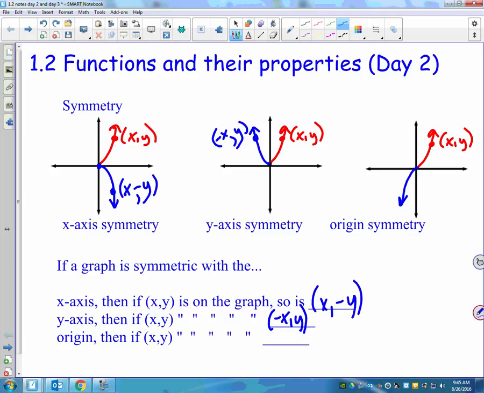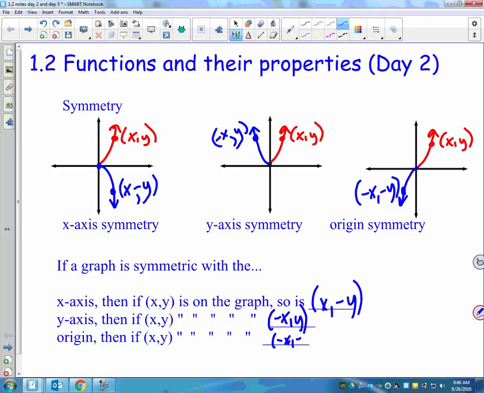Someone made a comparison once, and I never thought about it, that origin symmetry is like flipping it over the x-axis and then the y-axis, or the y-axis and then the x-axis. And I was like, I never thought about that before, but it's totally true. That's why if you do both flips, at this point over here they're both negative.